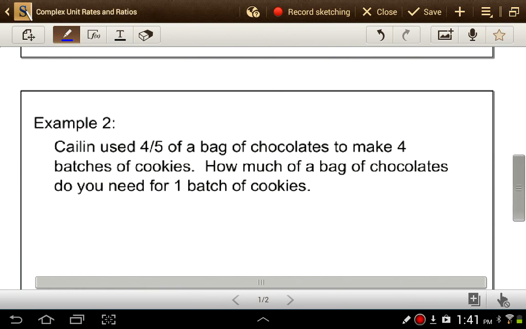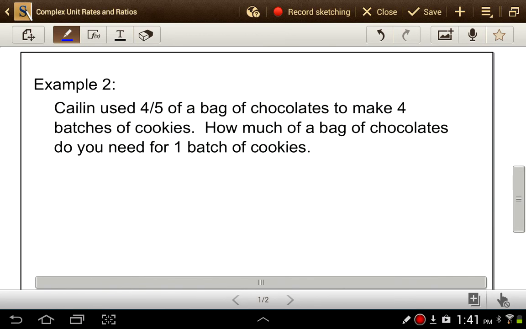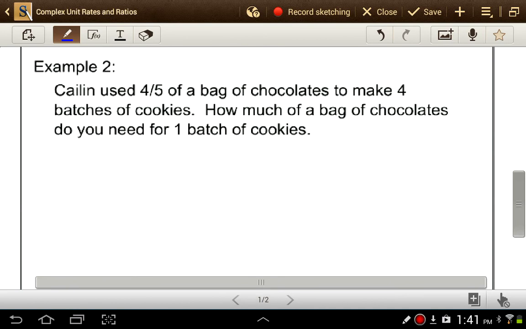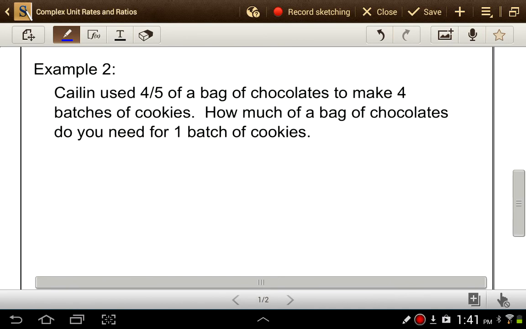In example 2, let's say Kaylin used 4/5 of a bag of chocolates to make 4 batches of cookies. How much of a bag of chocolates do you need for 1 batch of cookies? So this time it's bag of chocolates on top compared to 1 batch of cookies. So we want to find out our 1 batch of cookies. So if we think of our unit rates, it's going to be the batch of cookies is in the denominator. So this problem is going to be 4/5 is our numerator of our ratio. The denominator is going to be our 4. Okay, bag of chocolates compared to batches of cookies.